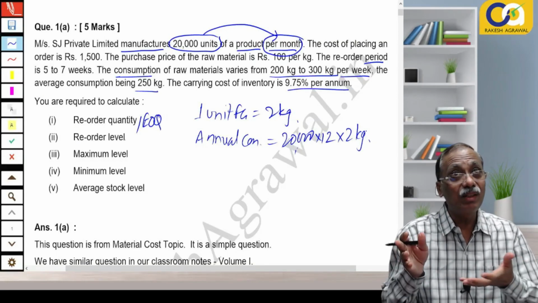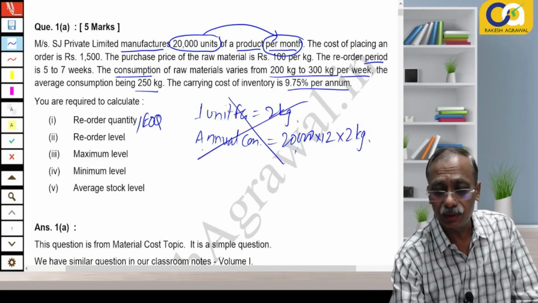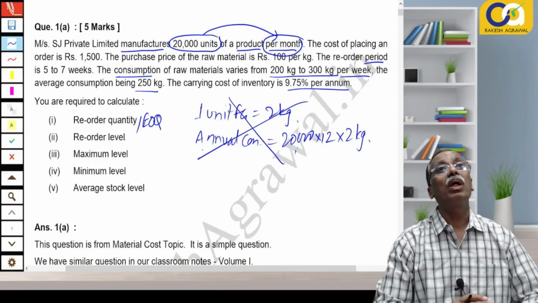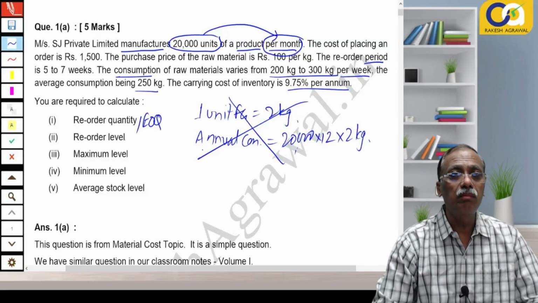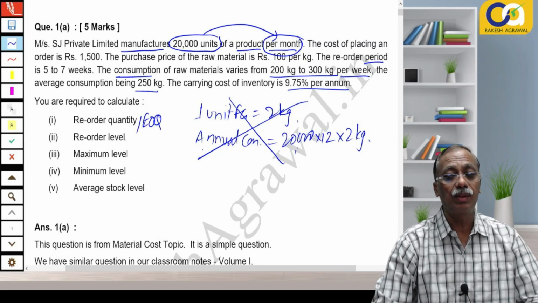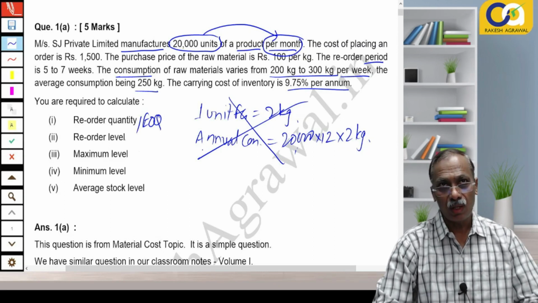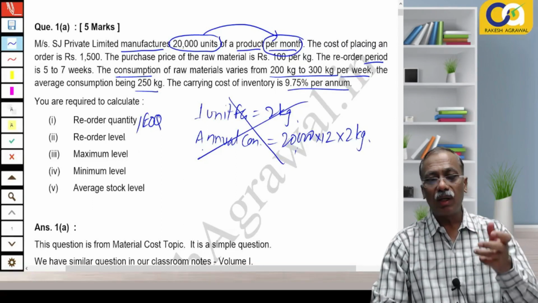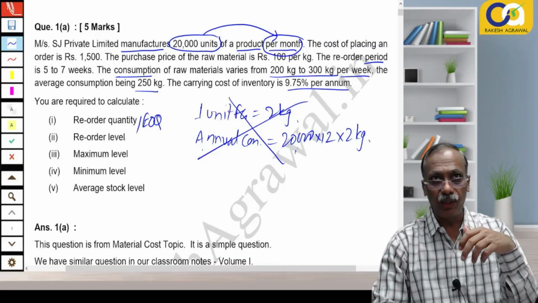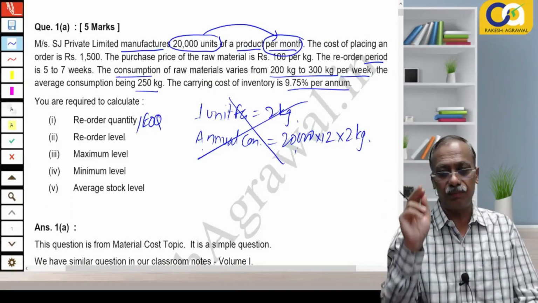But this is what I have assumed. This data is not given in the question. So you cannot calculate annual consumption. I repeat, you cannot calculate annual consumption in this question, because they have not given you the relationship of how much raw material 1 unit of finished goods requires. But we have got another bypass route.